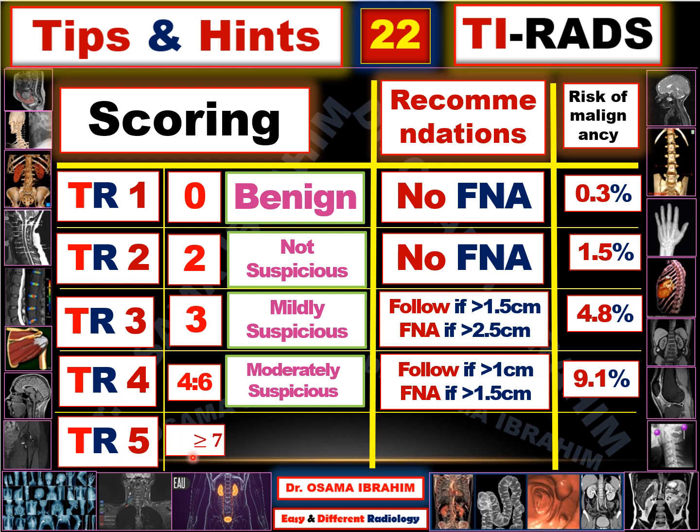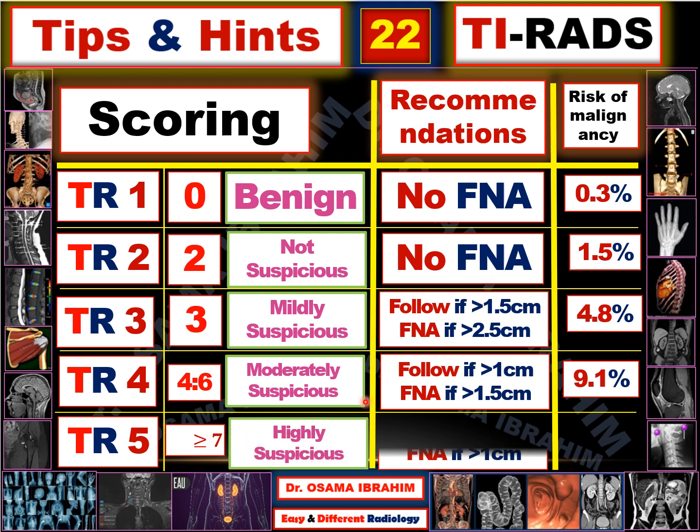is 9.1%. TI-RADS 5, if the score is equal to or more than 7, is highly suspected to be malignant. Follow up if the nodule is more than 0.5 centimeters. However, if the nodule is more than 1 centimeter, fine needle aspiration cytology should be done, and the risk of malignancy is 35% in this category.